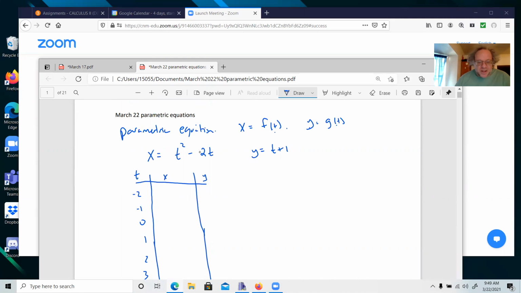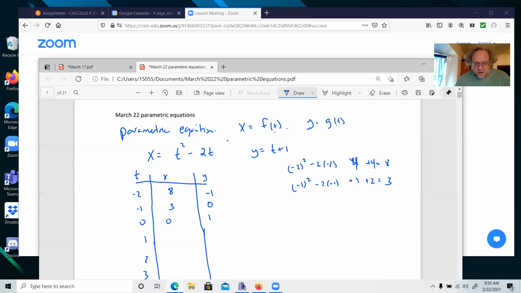So we have negative 2 squared minus 2 times negative 2. That's going to be 4, and then plus 4 is equal to 8. x is equal to 8. And at the same time, negative 2 plus 1 is negative 1. For the next one, the value of negative 1, we have negative 1 squared minus 2 times negative 1, so 1 plus 2 is equal to 3. And negative 1 plus 1, for the y, is 0. Plug in 0, we get 0 for x, and we get 1 for y.